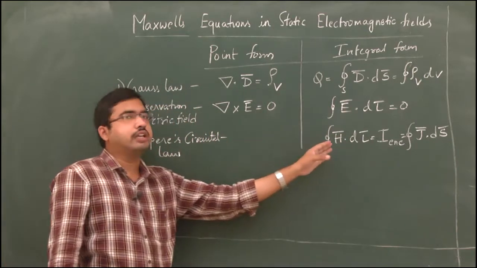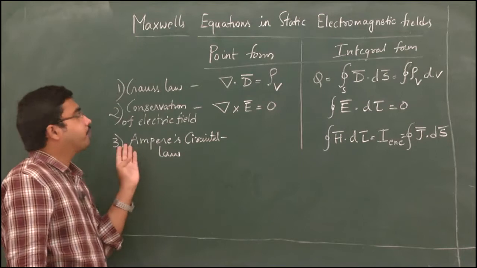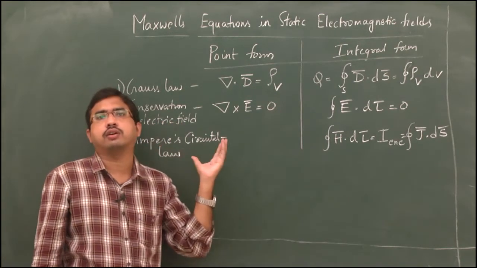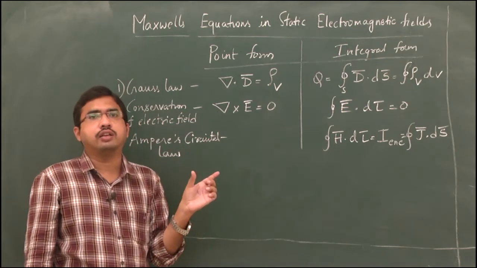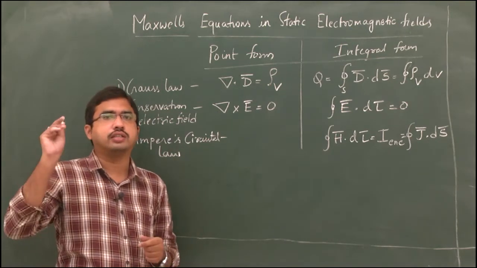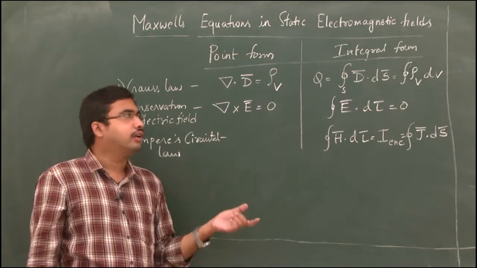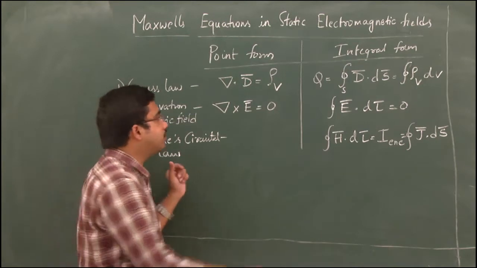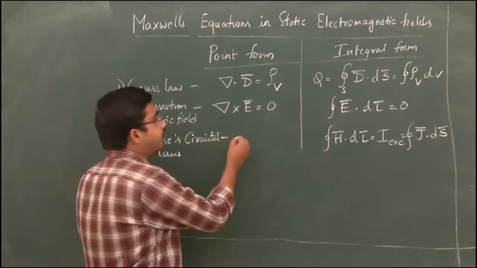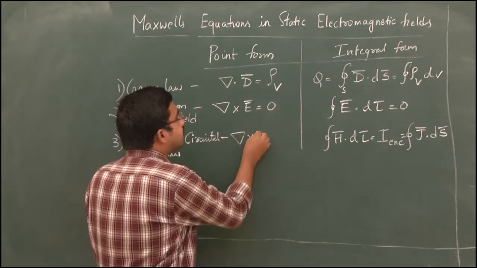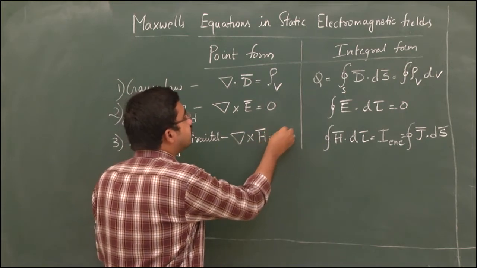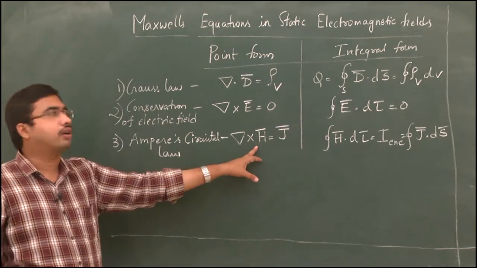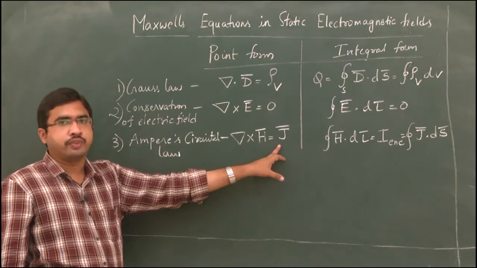Next, how can it be written in point form? In our previous lecture, we discussed the concept of curl. Curl is nothing but a cross product. Divergence is the dot product of a vector with del, and curl is the cross product of a vector with the del operator. After derivation in our previous lecture, we summarized the result, that is del cross H bar is equal to J bar, where this del cross H bar is also called curl.